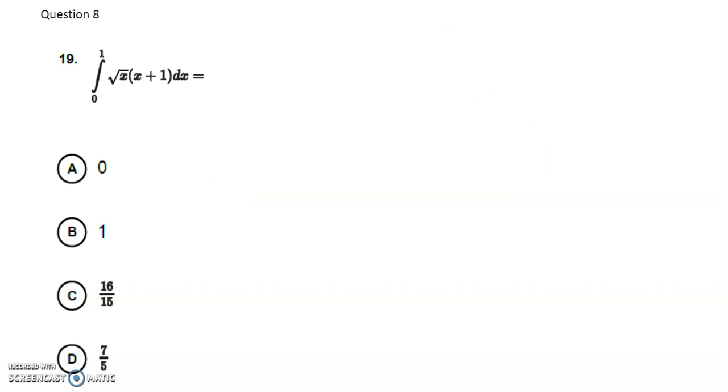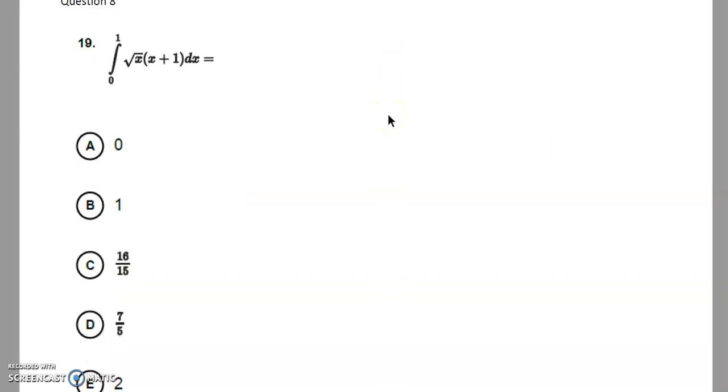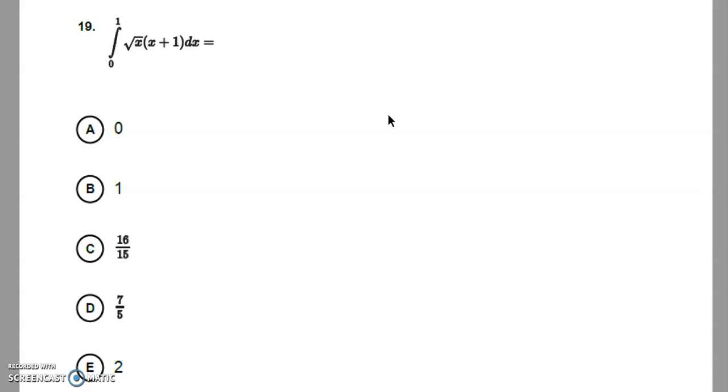All right, let's do question 8 here. Let me zoom out a little bit so you can see all your answer options. Before you hit pause, let me give you one little piece of advice. The way I say it in class is always make it look better before you integrate it, right? You may look at it and be like, say what? Or if you know integration by parts, you may be like, let me try that, right?